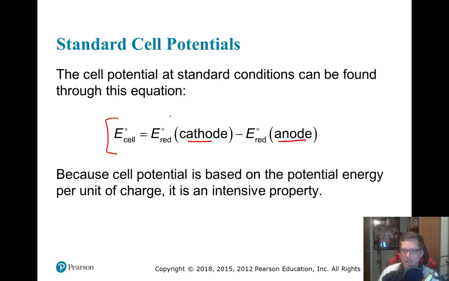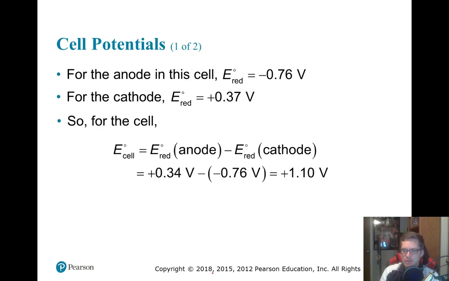Remember, red cat, an ox: reduction happens at the cathode. So we figure out what's being reduced and its electrical potential, and then subtract the anode, which is what's being oxidized. Notice that it's also an intensive property, so it doesn't matter how much you have, because it's per unit of charge.